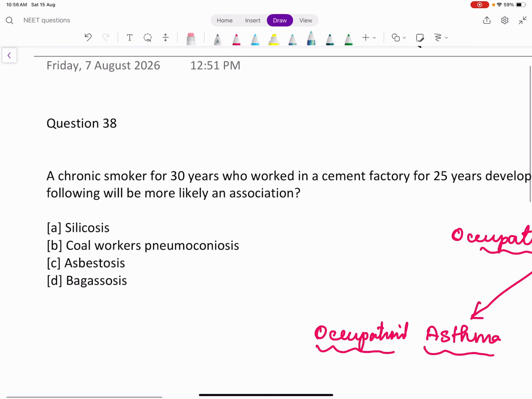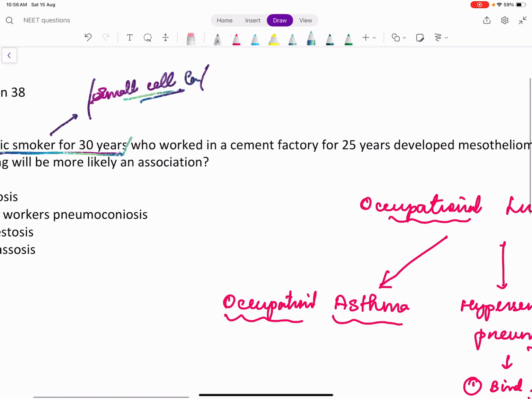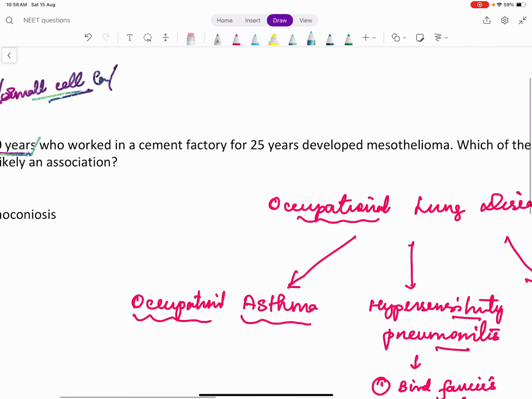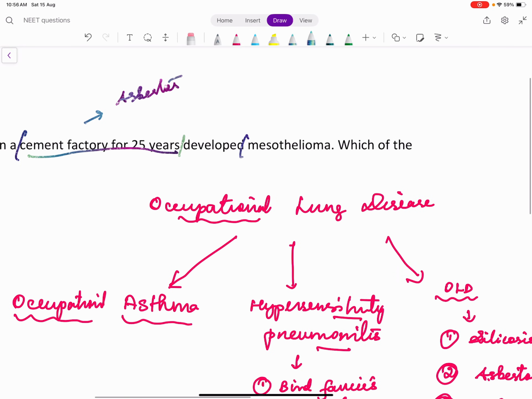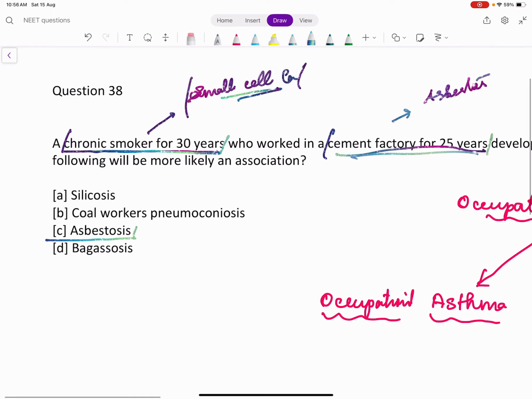So we will read this question once again. A chronic smoker for 30 years. When we see this smoker, straight away we get a thinking that it is small cell cancer of lung. Okay, definitely smoking will cause small cell cancer of lung. But see here, they worked in a cement factory for 25 years. Again cement, think of asbestos. Developed mesothelioma. So in the question itself, there is mesothelioma, cement factory for 25 years. So the answer is obviously asbestosis.